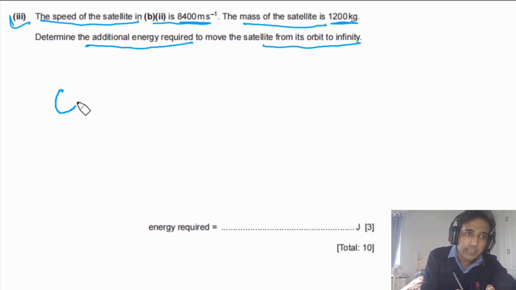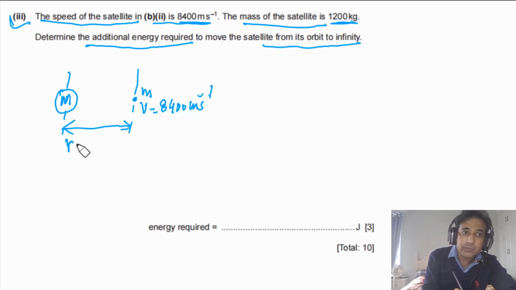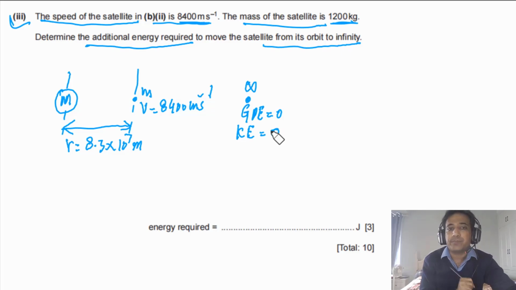So first of all, simply we can sketch. Here is the mass of the planet. The planet is located here, and the satellite is located at this point. The speed of the satellite at this point is 8,400 meters per second, and the distance from the center of the planet we have just calculated, r is equal to 8.3 times 10 to 7 meters. Now we want this satellite to move to infinity. At infinity, GPE is equal to 0 and kinetic energy is also equal to 0.